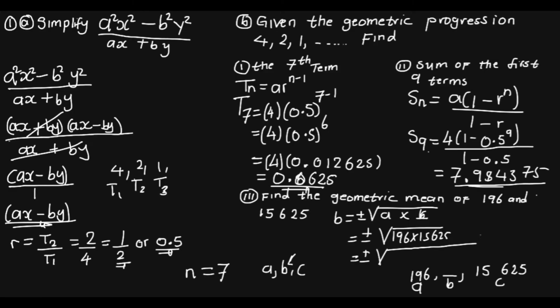What number are we getting? 196 times 15,625. I'm getting 3,062,500. So we can now finish it here. The square root of this answer is 1,750. So this is how you can find the geometric mean.